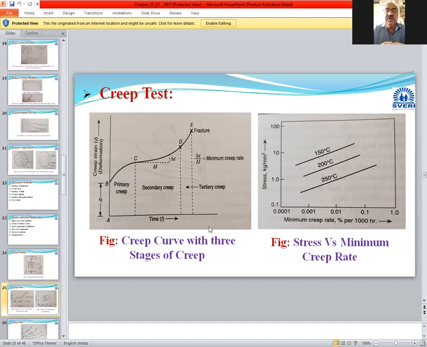After that, if we increase the time, from C to D there is very little creep, near about a constant line, and from D to E there is tertiary creep. So the minimum creep rate is given by delta E divided by delta T. So the creep rate we can calculate.